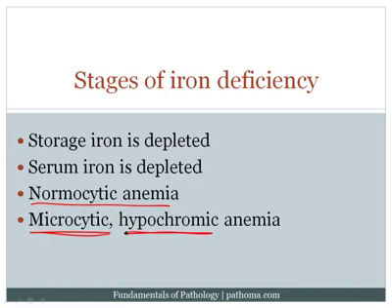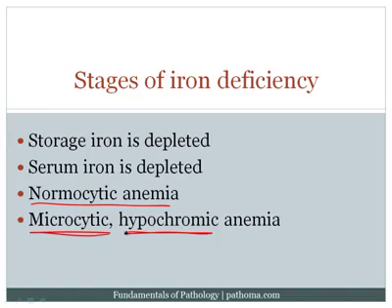And remember that when you consider the color of a red blood cell, the normal red blood cell has a central area of pallor. That central area of pallor will become expanded so that more of the red blood cell does not have the red color of hemoglobin. And so you get a microcytic hypochromic anemia. And these are the key stages of iron deficiency.